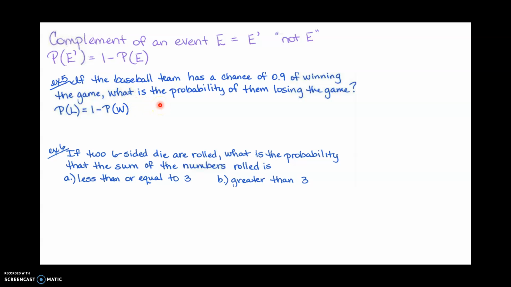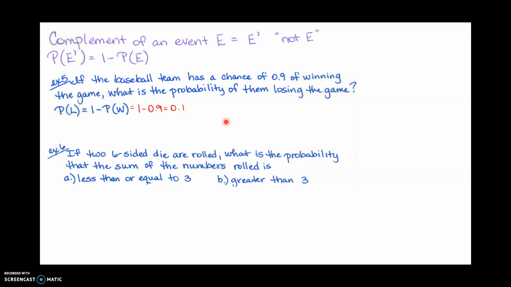So if the baseball team has a chance of 0.9 or 90% of winning the game, what's the probability of them losing the game? Well, common sense, we could say it's just 10%, but if you'd rather use a formula, we could say 1 minus 0.9, so 1 minus 0.9 is going to be 0.1.